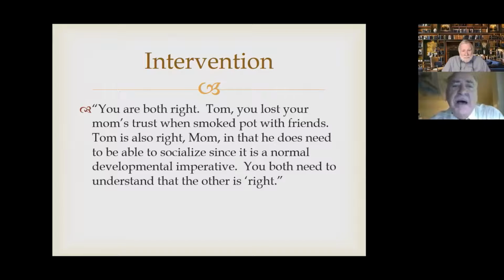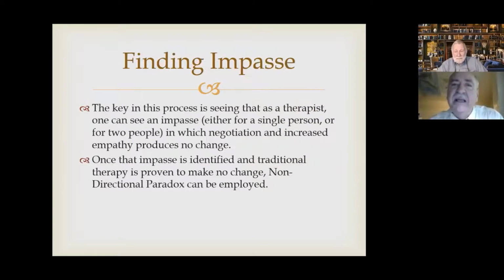Tom, you lost your mom's trust when you smoked pot with friends. And Tom is also right, Mom, in that he does need to be able to socialize since it's a normal developmental imperative. You both need to understand that the other is right. So non-directional paradox is that lovely place where the dilemma they're in can be so fully understood that you, the therapist, are not trying to influence them towards one direction. You're trying to explain the dilemma, even though there may not be a resolution to that dilemma.